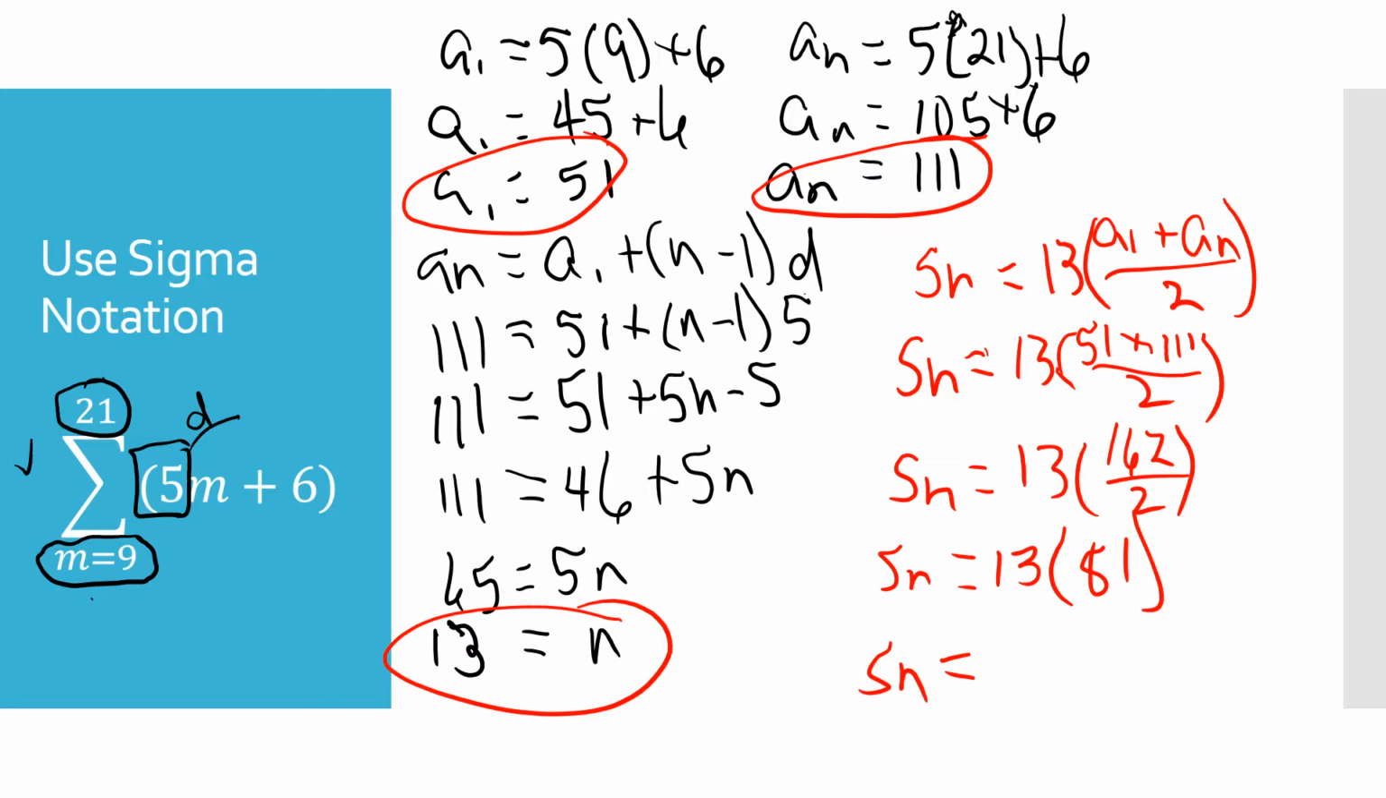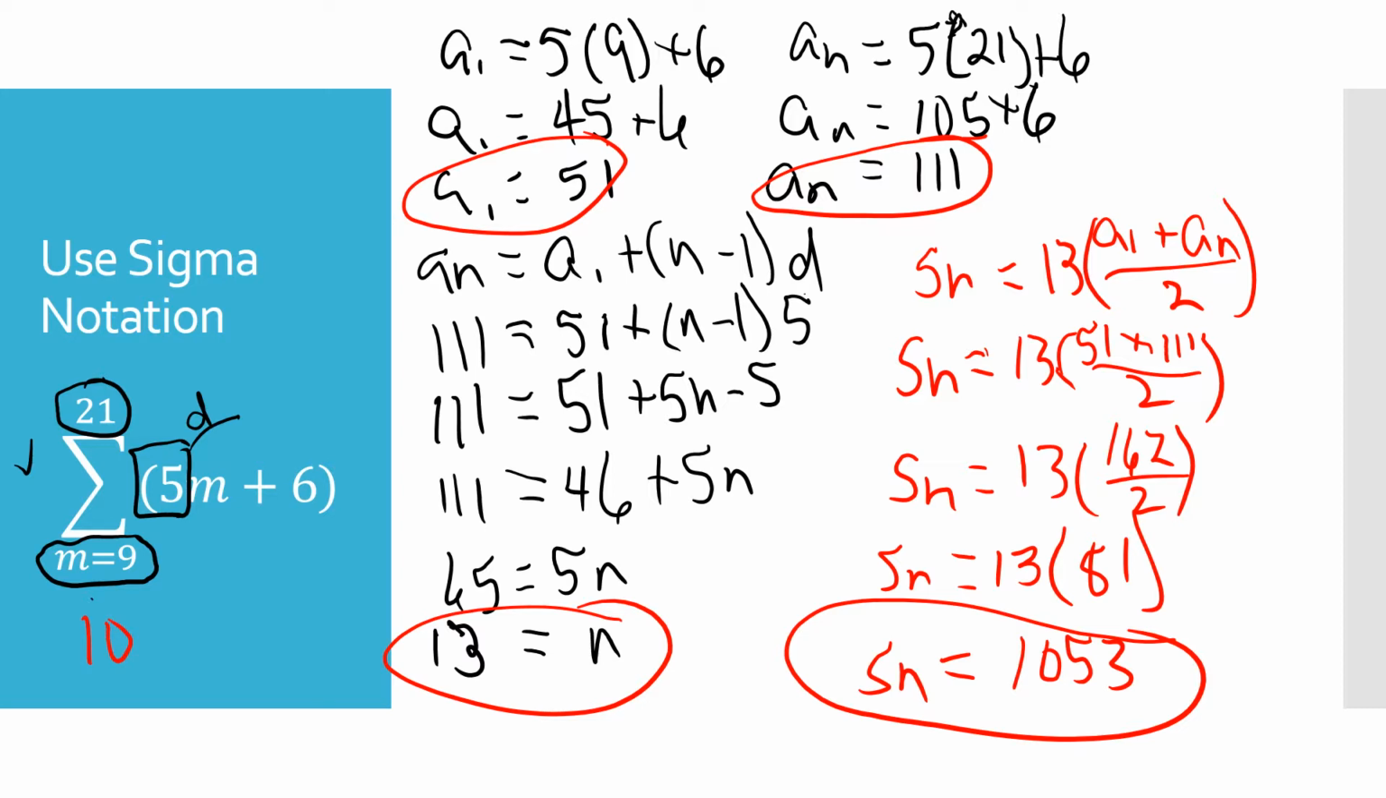Get the calculator out, multiply those two together, and it's going to come to 1,053. Okay, Shazam. The sum of the series using sigma notation is 1,053 in the case that we have presented before us. How lovely.